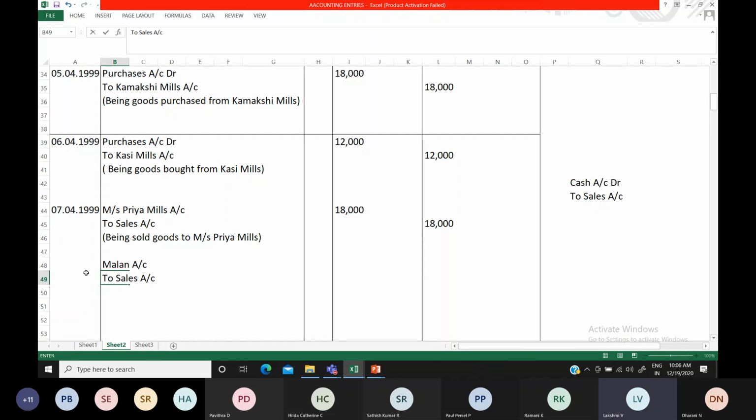Why is Marlon's account debited? Because he is the receiver. Whenever I sell the goods, he will be the receiver. So debit the receiver, the personal account rule: individual person, personal account, debit the receiver. So Marlon's account is the receiver. If it is for cash, then cash account debit. If a person's name is given, then that person's name I have to debit.